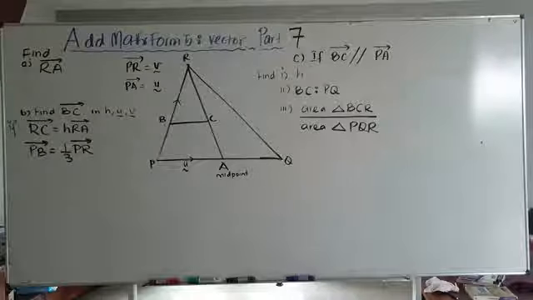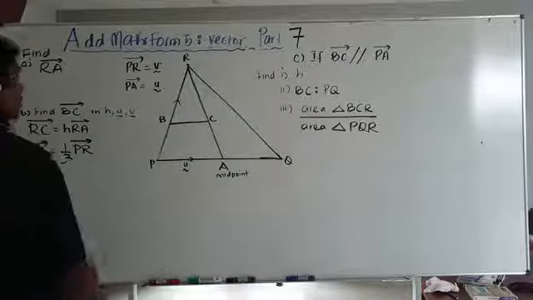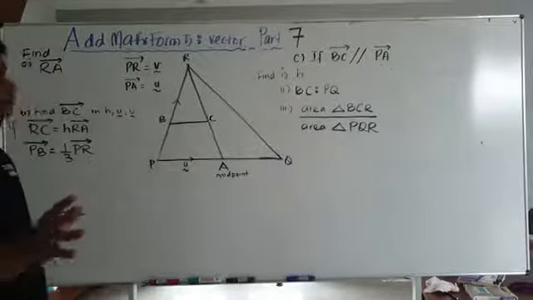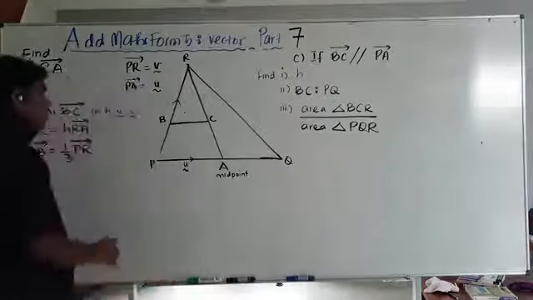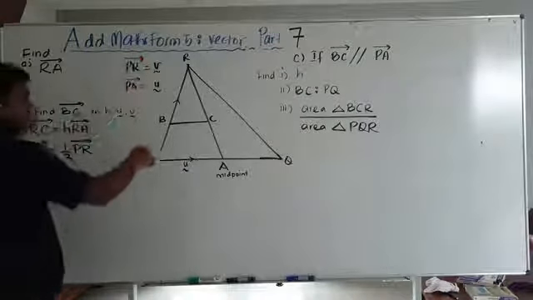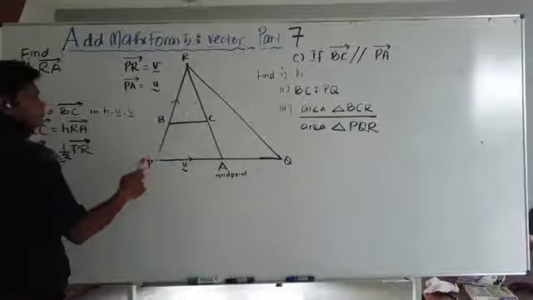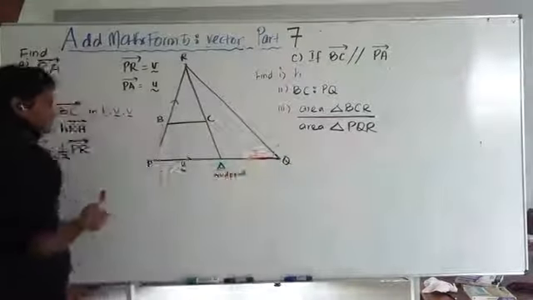Okay, guys, this is part 7. Part 7, the question is a little bit more challenging because there's an element of area here. So let's go through this question. All right. So we have a triangle here, a big triangle, PQR.